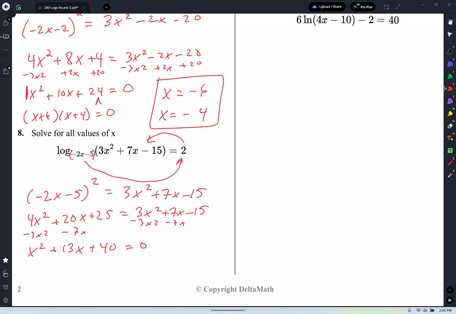Chav, what do you mean they're being nice? Anytime they put a 1 in front of that x squared, it makes life a lot easier to factor. Two numbers that when you multiply give you 40, but add up to 13: 8 and 5. So x plus 8, x plus 5. That means both my answers are negative 8 and negative 5. Let's see, do they both work? Negative, negative. Yeah, they're both going to work, so both will be the answers. Cool or not cool?